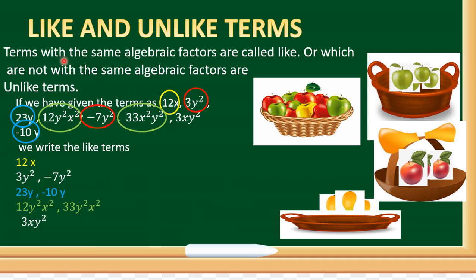So remember, terms with the same algebraic factors are known as like terms, and terms which have no same algebraic factor are known as unlike terms.